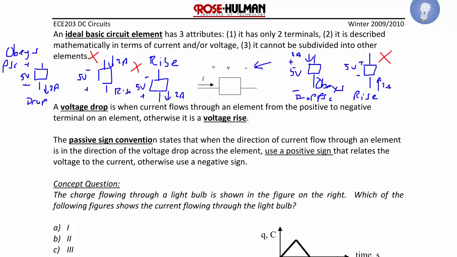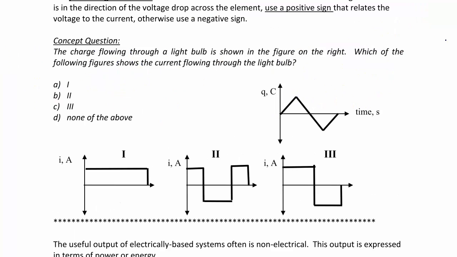Okay, now let's look at a concept question. The charge flowing through a light bulb is shown in the figure on the right, this one here. Which of the following figures shows the current flowing through the light bulb? So this is the same equation we had before. It's a relationship between charge and current. So i is equal to dq/dt. This time we are given charge and we want to find current.